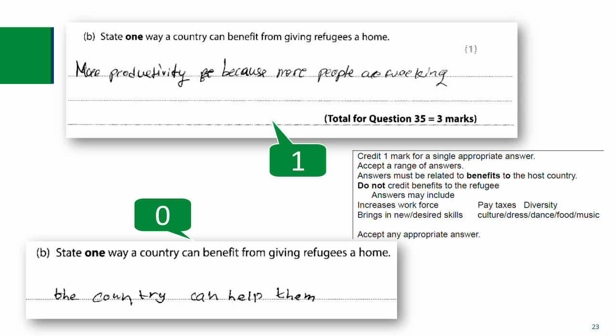The other example is more specific. This is from the minority of students who answered correctly. More productivity, because more people. So this is the idea that perhaps the country's economy gets a boost when there are more people living there. So this was awarded the mark.